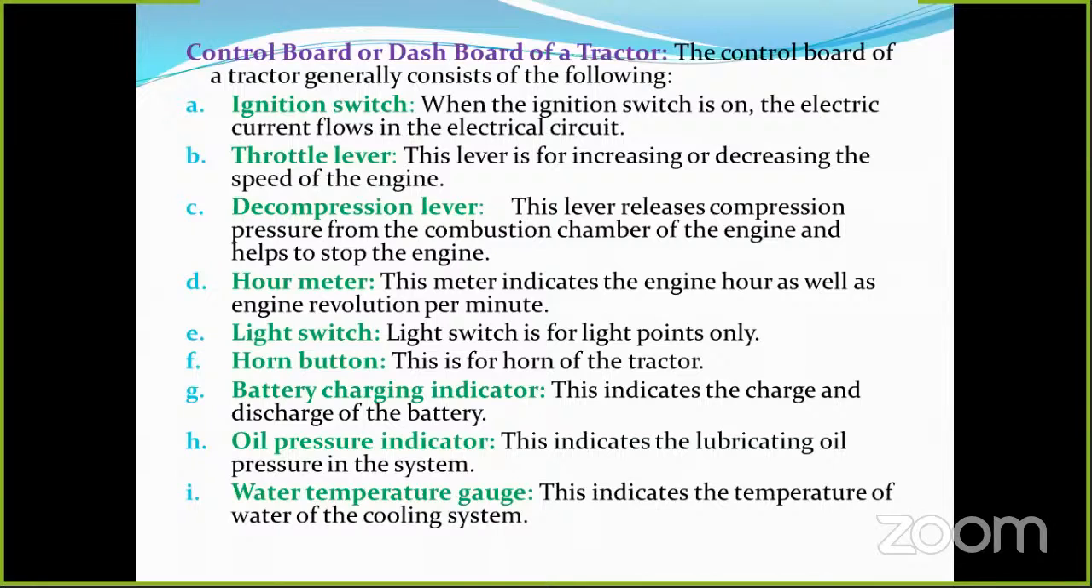Okay, the oil pressure indicator. Whether the oil is available in the sump or not, we can check by using the dipstick. Okay, next, the water temperature gauge. Already I told you, in the water cooling system, water is used as a substance to cool the entire engine. Here, the water temperature gauge: if the temperature is very high, we need to switch off the engine.